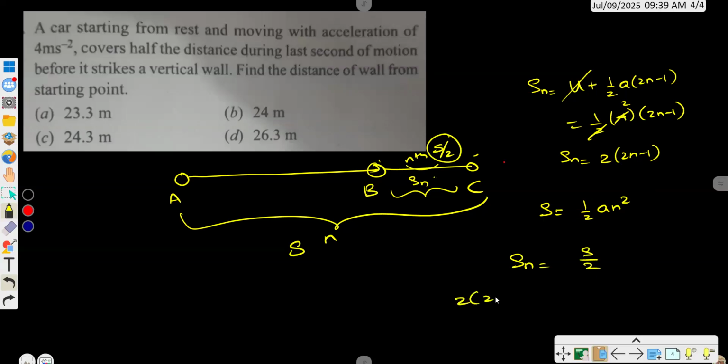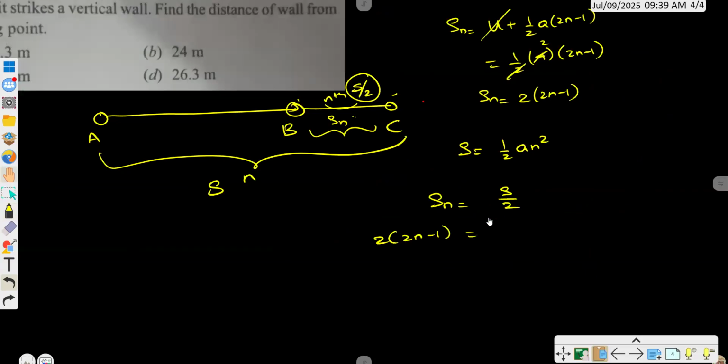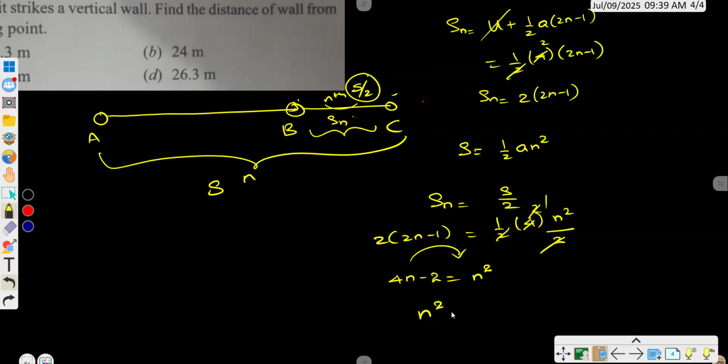So 2 into 2n minus 1 is equal to half into acceleration, which is 4, into n squared, divided by 2. Multiplying this, 4n minus 2 is equal to n squared. If I write it as a quadratic equation and send everything to this side, n squared minus 4n plus 2 is equal to 0. This is my quadratic equation.